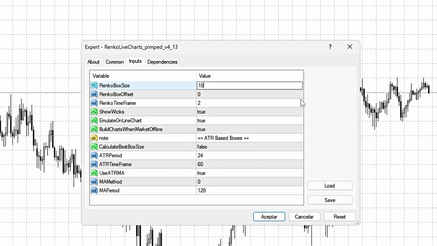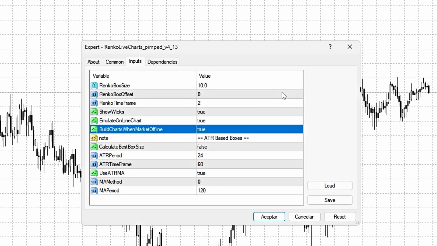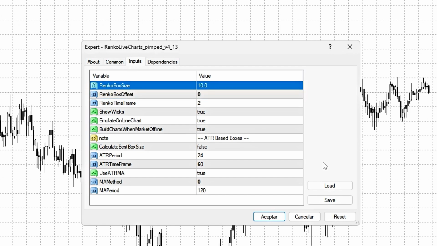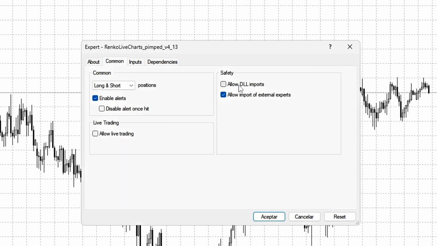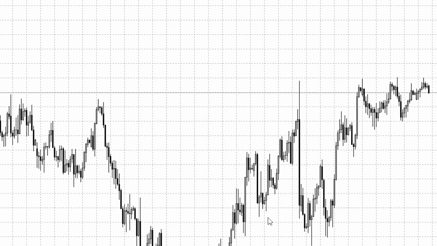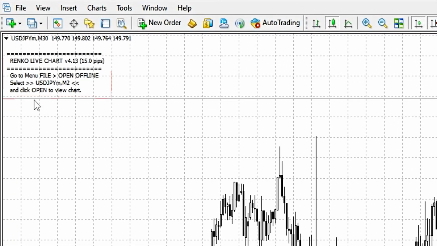But for this strategy, we will use a fixed box size of 10 pips, which is what is normally used in Forex, but it should be adjusted according to what you are trading. It is also necessary to check the box to allow importing the DLL library and accept. Once this has been done, a message will appear in the upper corner of the chart, indicating that we must open the chart in offline mode in a 2-minute time frame.